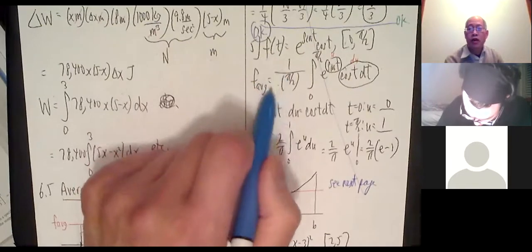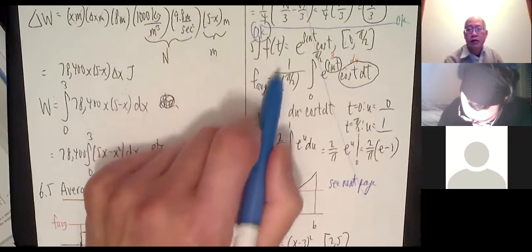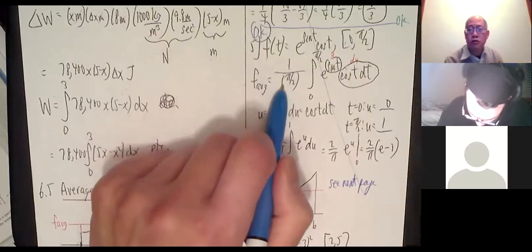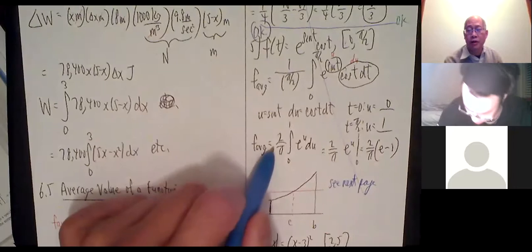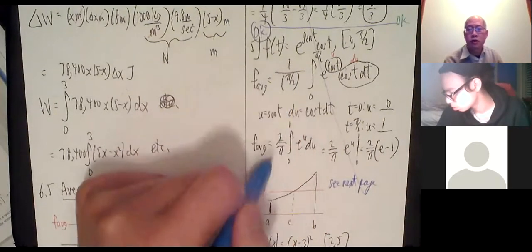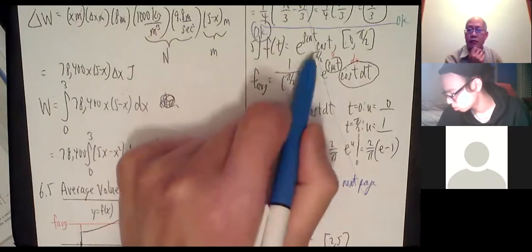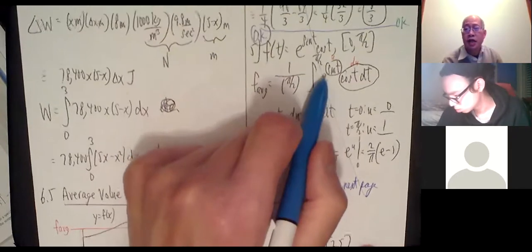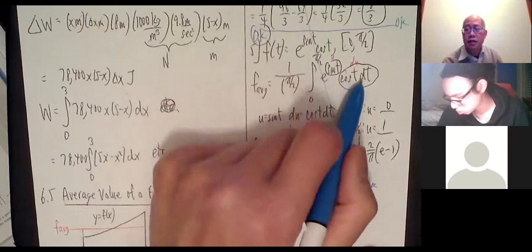So 1 over pi over 2 minus nothing. And by the way, what's 1 over pi over 2? That's like saying the reciprocal of pi over 2 is going to be 2 over pi, right? 1 over pi over 2, 2 over pi. Then I integrate from 0 to pi over 2, e to the sine t times cosine t dt.